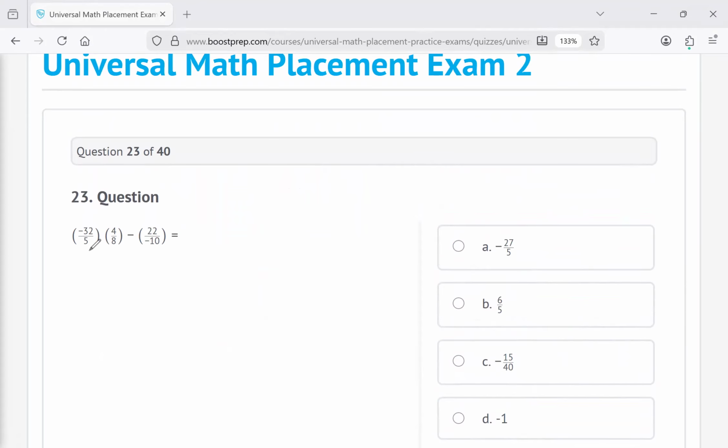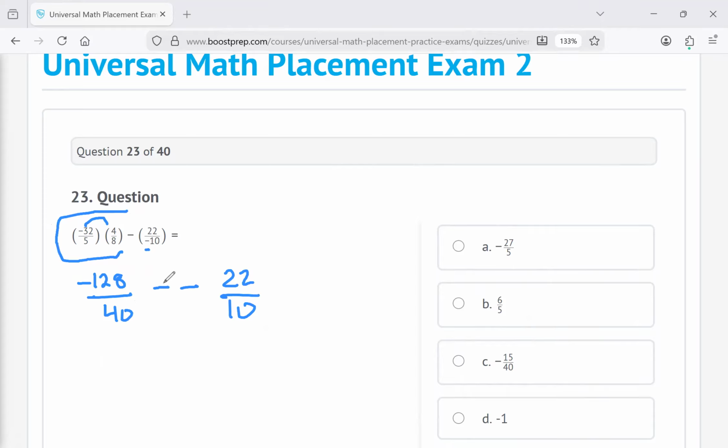Question 23. Here we're multiplying fractions and then more minus. So how do you multiply fractions? You multiply across. So let's do this part here. Multiply across, not crisscross. What's negative 32 times 4? That's negative 128. And then what's 5 times 8? It's 40. And then over here, you have a minus, and then you also have this extra minus.